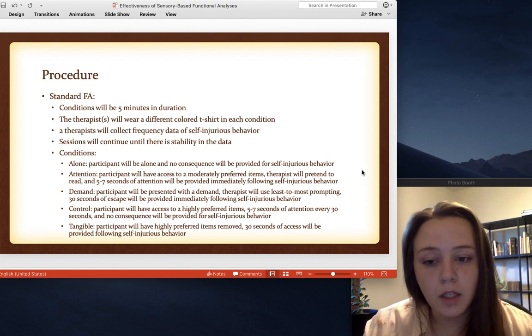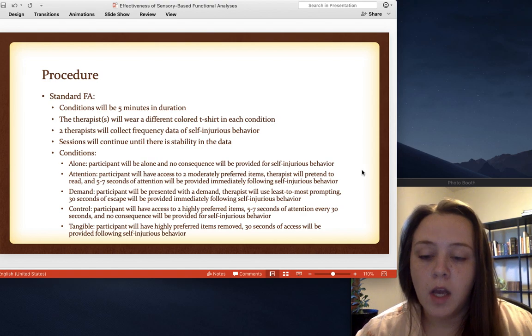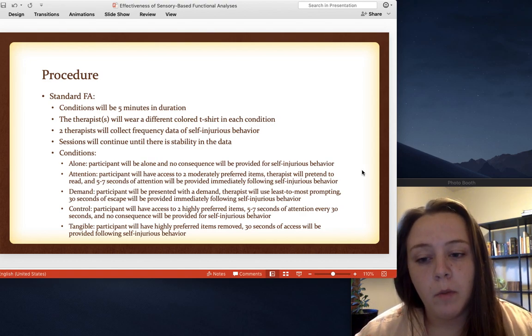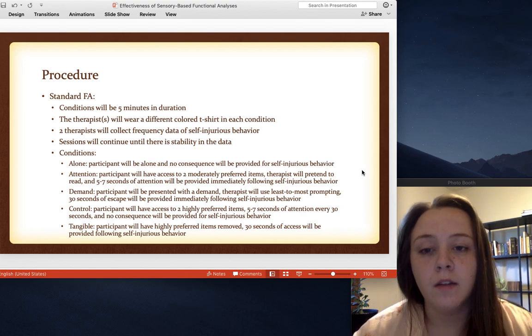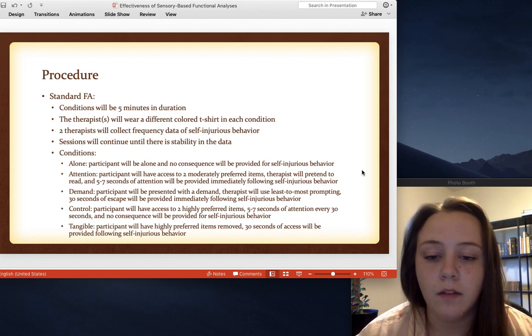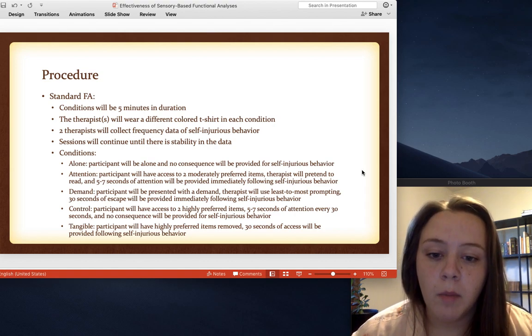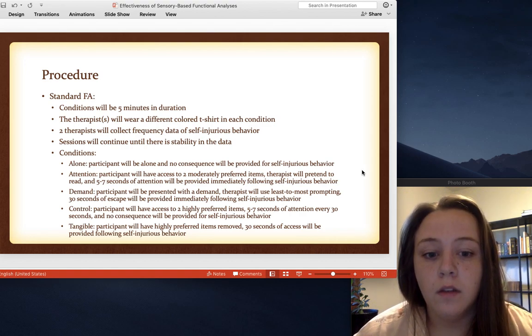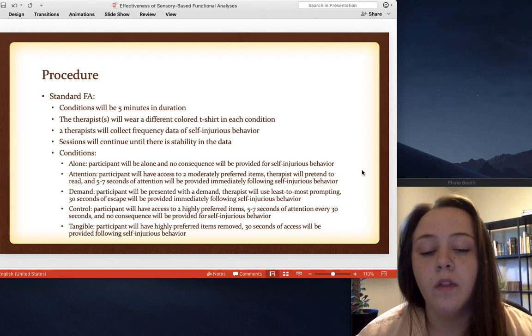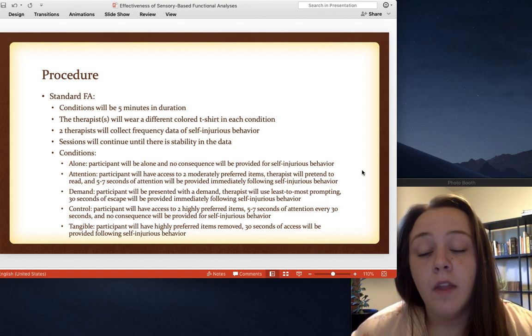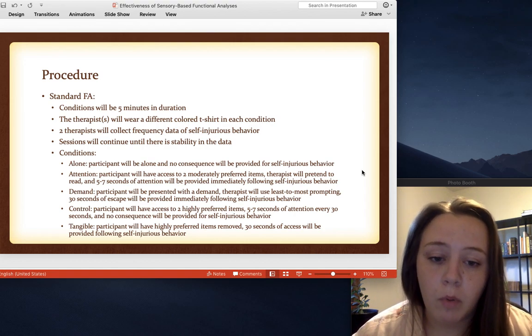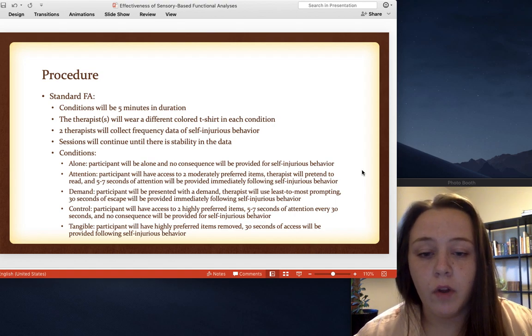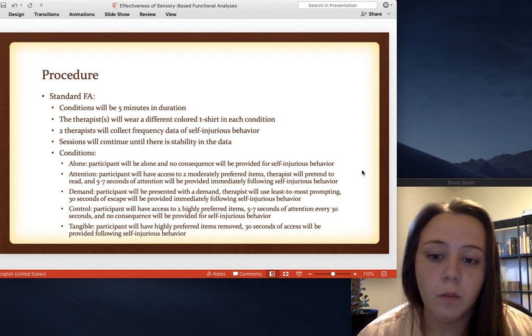And then the demand condition, again, we will have another therapist in there at this time, and the participant will be presented with a demand. Again, it's going to be a demand that they have already mastered so that they can do it independently. However, if they are not doing it independently, the therapist will use the least to most prompting starting with the gestural and then partial physical and then full physical prompt. And then the only time that they would remove the items and stop prompting would be if there was any occurrence of self-injurious behavior.